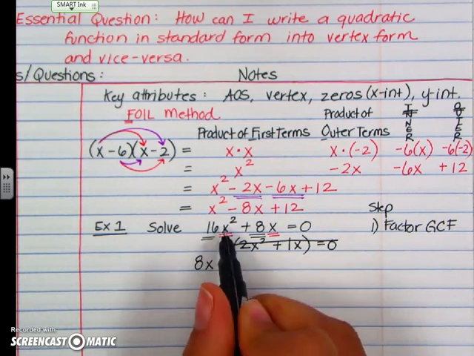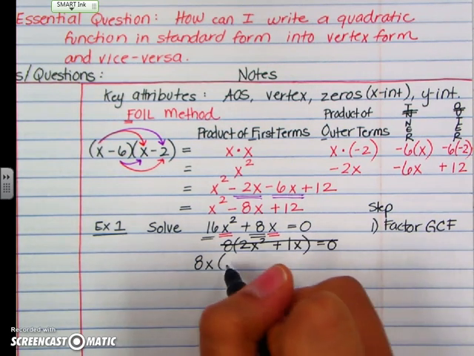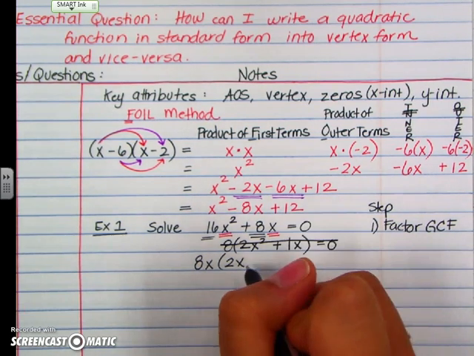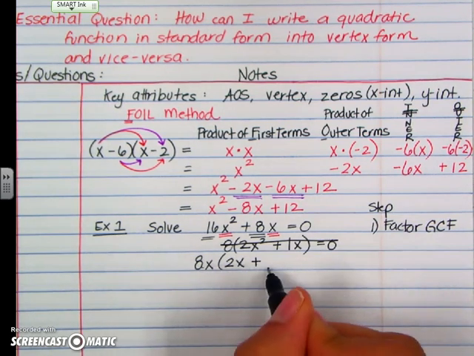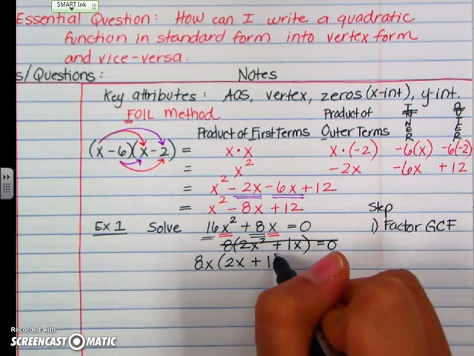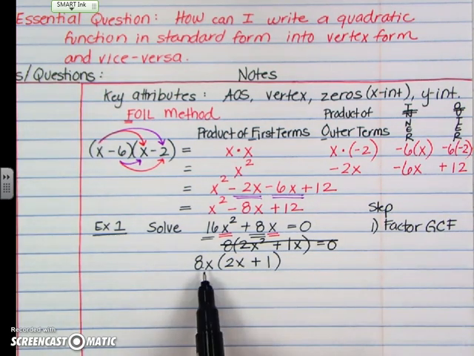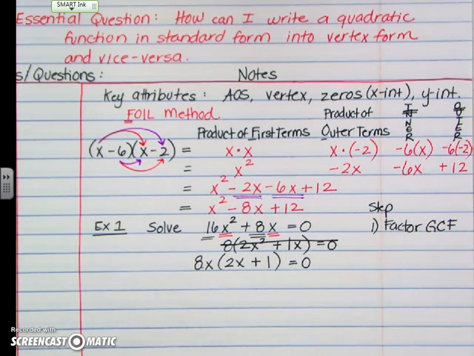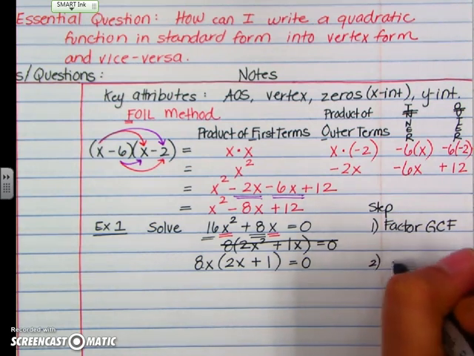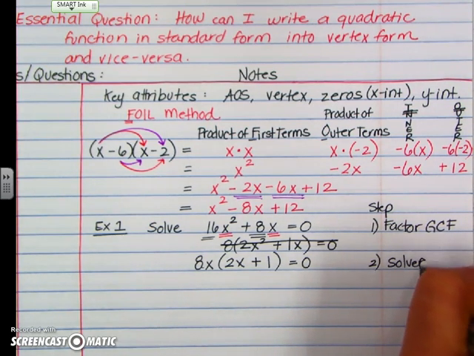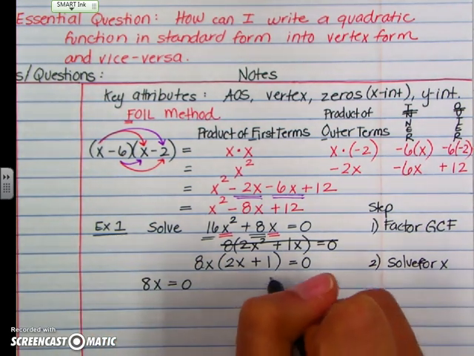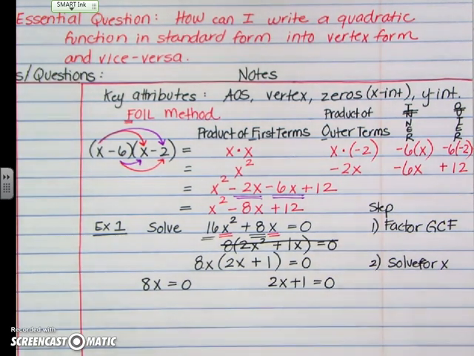So 8x times what will give me 16x squared? That will be 2x. 8 times 2 gives you 16. X times x gives you x squared. So now the question is 8x times what will give me 8x? That's correct. That's just 1. I don't need an x here because I already have an x on the outside. So now that we factored out the greatest common factor, we are done. And we need to solve for x. So you have 8x is equal to 0, and you have 2x plus 1 is equal to 0. So those are your two possible solutions.